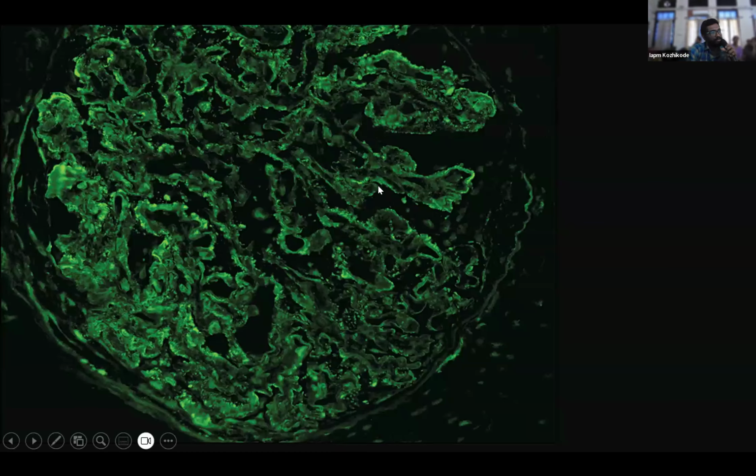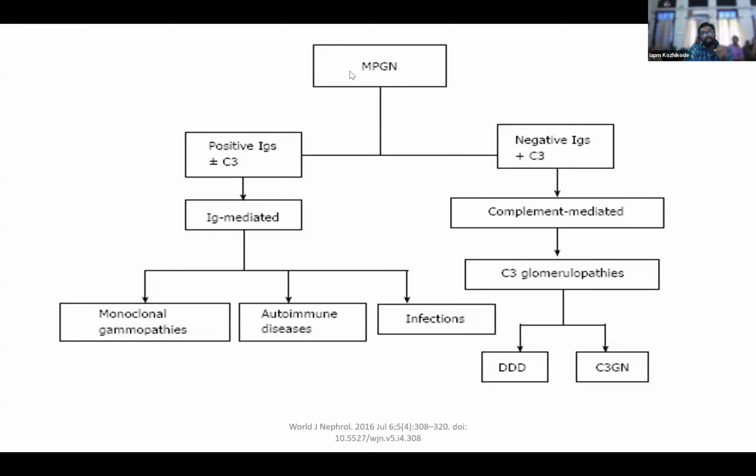So in IF, what will you see? You will have the deposition of whatever is the cause. If you are having something like SLE, you will have all kinds of immunoglobulins deposited. If you are having something like C3 glomerulopathy, you will have complements deposited. So depending upon the IF, we are having the classification. If immunoglobulins are positive, with or without complements, then you are dealing with immunoglobulin-mediated MPGN. You may be having, most probably, autoimmune disease or maybe chronic infection, or monoclonal, like multiple myeloma, something like that.